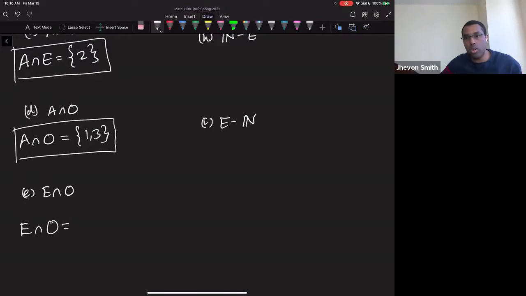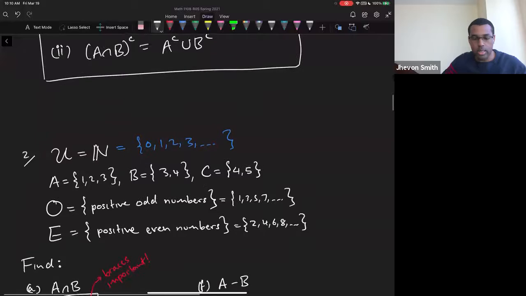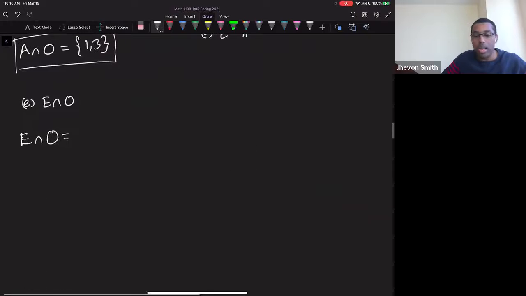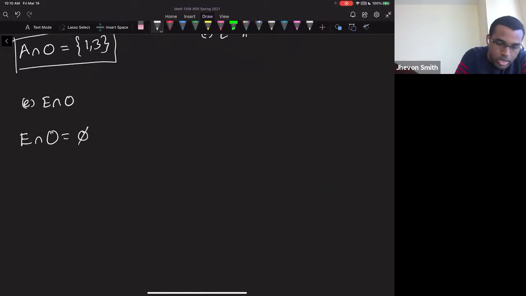E intersect O. So we want the set of all things that are in both E and O at the same time. You'll notice that O has all the odd numbers. E has all the even numbers. There is no overlap here. You can't have a number that's both even and odd, which means there are no elements that are in both E and O at the same time. Hence, the empty set is the answer.